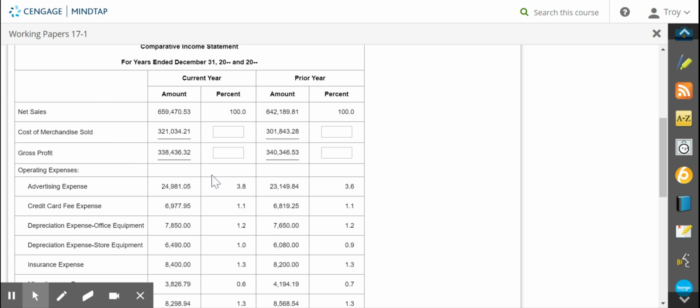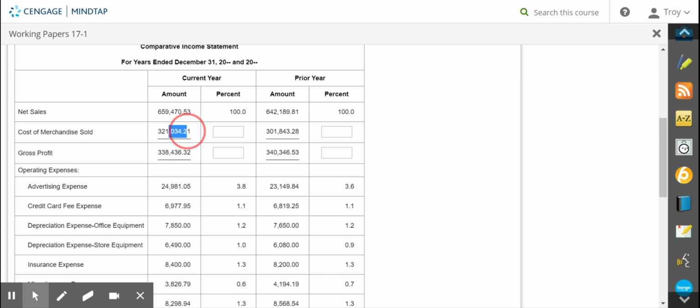Wow, that's cool. All right, so cost of merchandise sold, all you're going to do is take this number right here, the 321, and divide it by this number right here for both years. Then this number divided by this number, and then this number divided by this number. These two numbers together will add up to be 100% because cost of merchandise sold and gross profit add up to your net sales. I know, you guys are smart. So we throw that in there, and you're going to round to the nearest tenth as necessary.